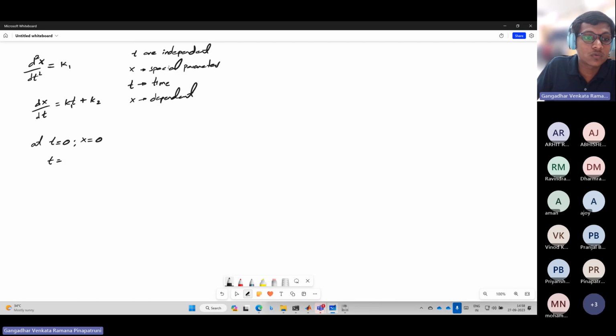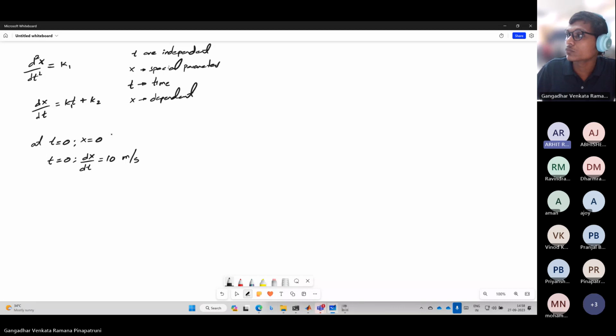At t equals to 0, dx by dt equals to 10 meters per second. Why did I give two boundary conditions? I gave at t equals to 0, x equals to 0, and at t equals to 0, dx by dt equals to 10 meters per second, that is the velocity. Yes, Arhit, what is your question? Sir, you gave two boundary conditions to solve for the two constants K1 and K2.